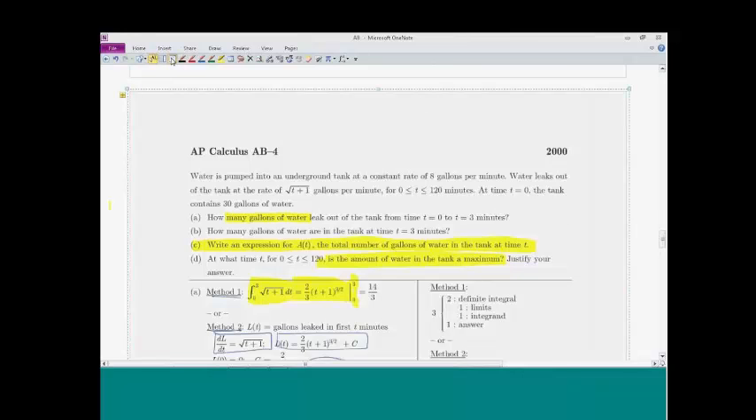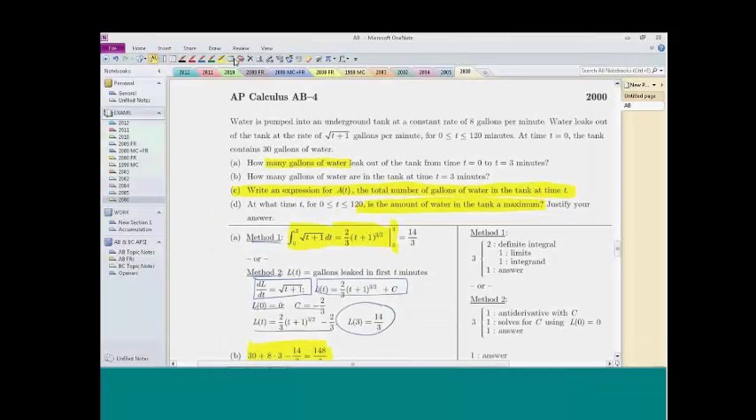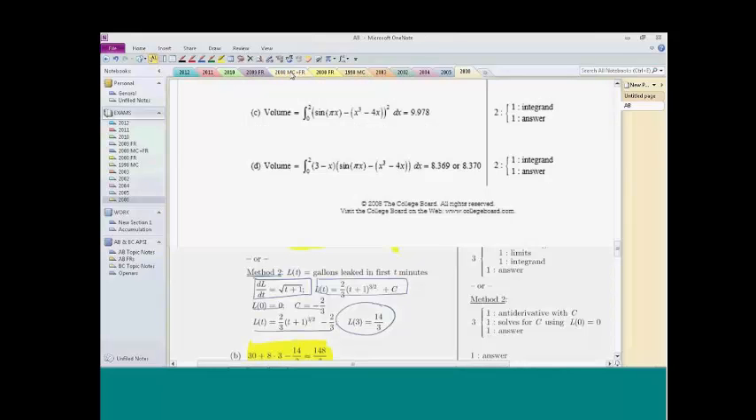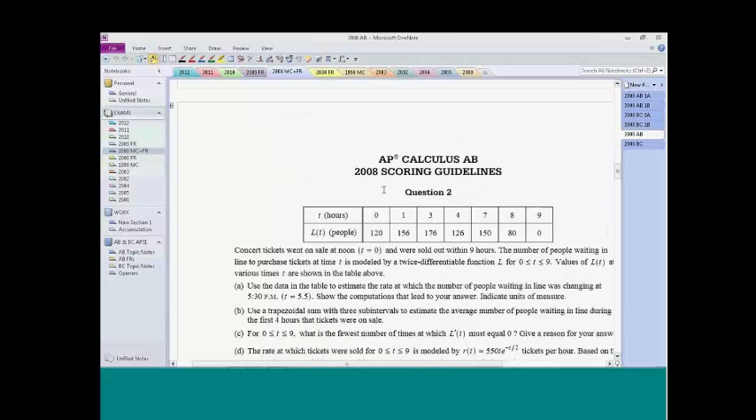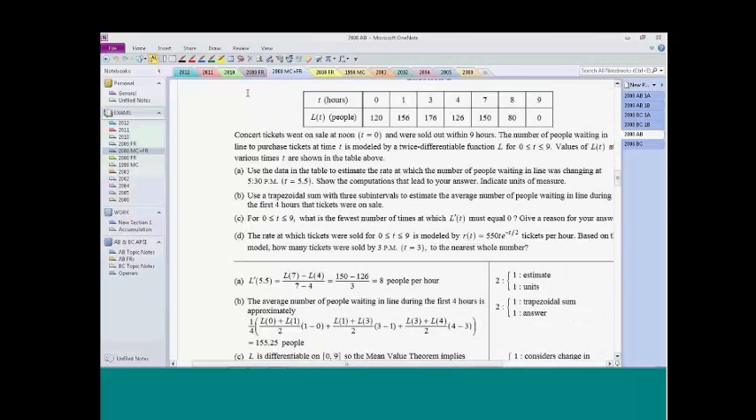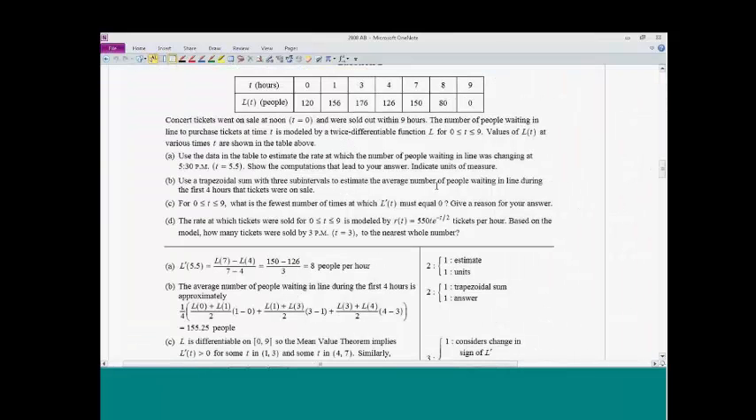Now, let's take a look at a few more. And the next one I want to look at is 2008. The first part here, I just want to do a little quicker and show you how many times it actually shows up in this exam. So let's take a look here.